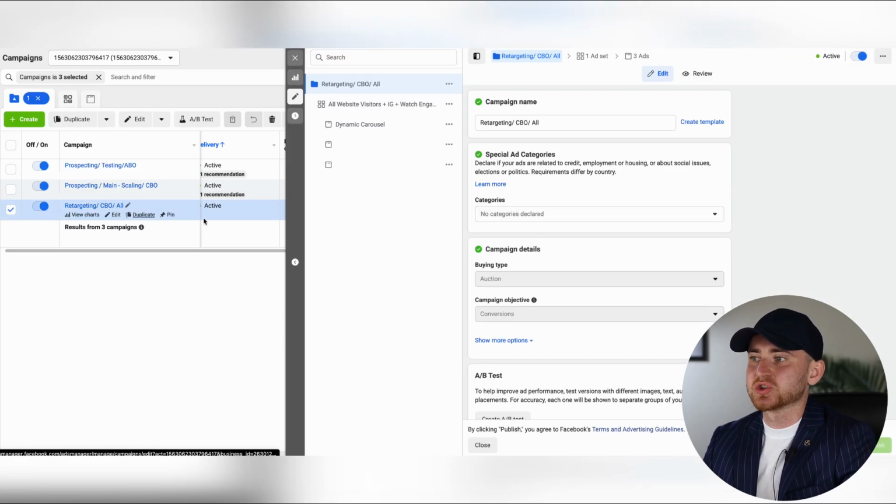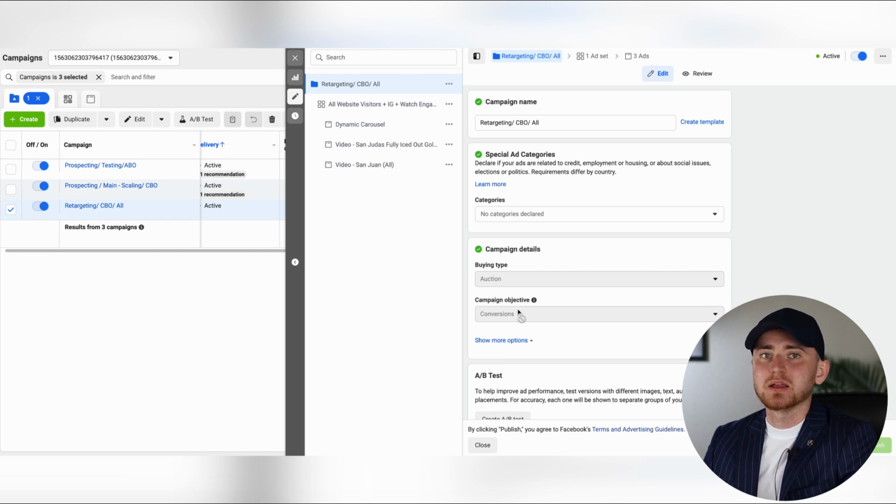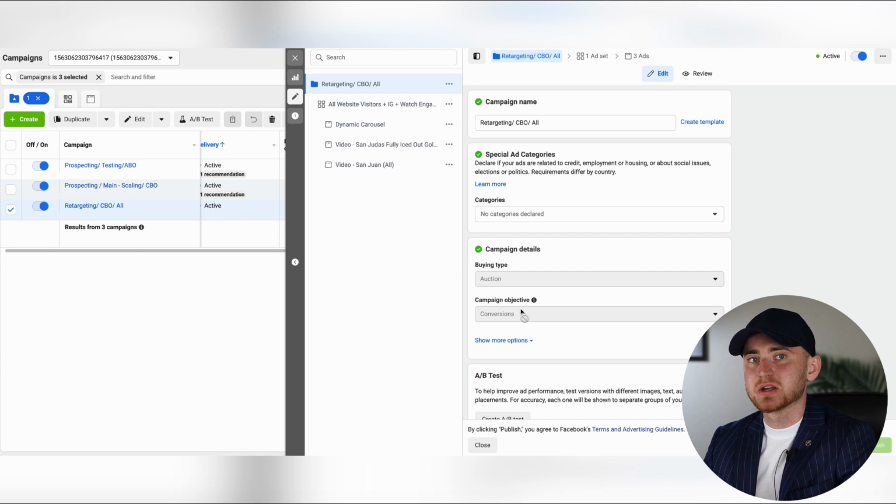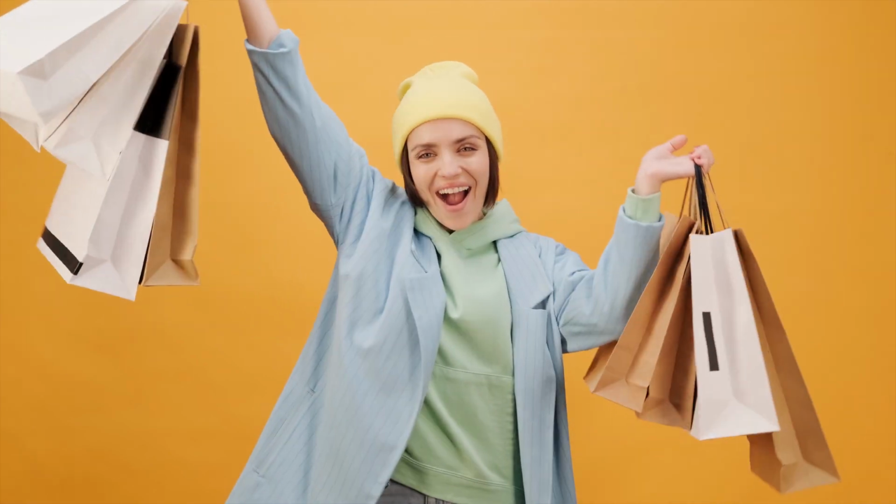For every single campaign that I am running right here, the objective that I use is the sales objective, aka they also call it the conversions objective. Now the reason behind that is because for the majority of my clients, our main goal is to get sales. We're not looking for traffic, we're not looking for video viewers. Our goal is to get as many sales as possible, and the conversion objective does that particular task for us.